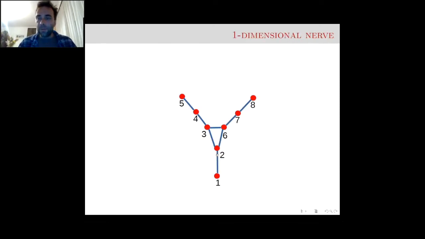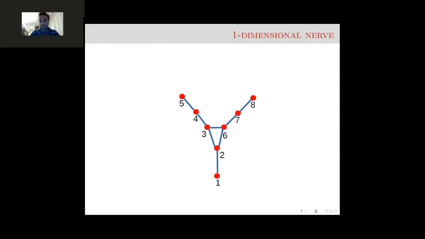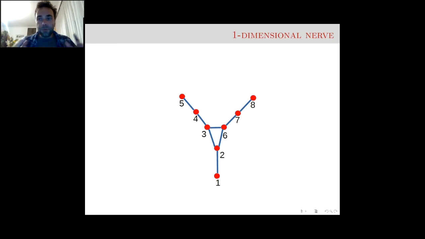So here's this one-dimensional nerve. It's an abstract graph which I happen to visualize that way. And as we all can see, it has the same shape as our initial data set. So it has a center plus 3 flares going out of that center. In this case, this data encapsulates the shape of our point cloud X.